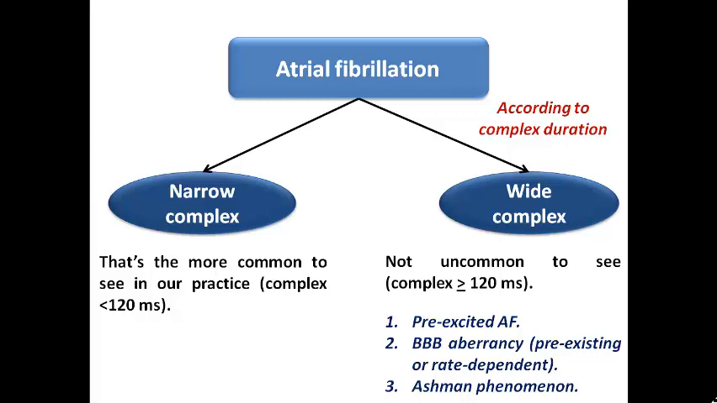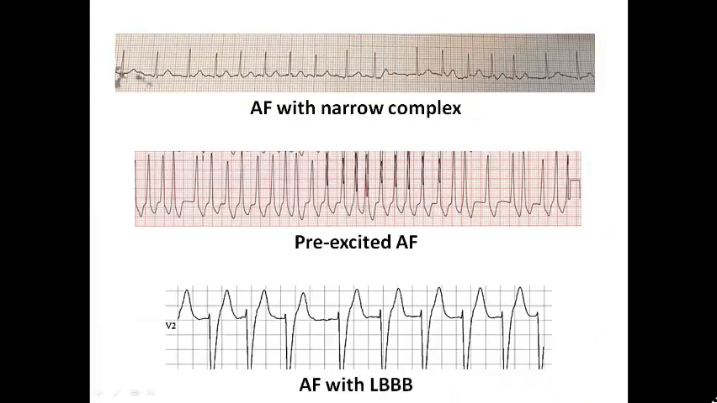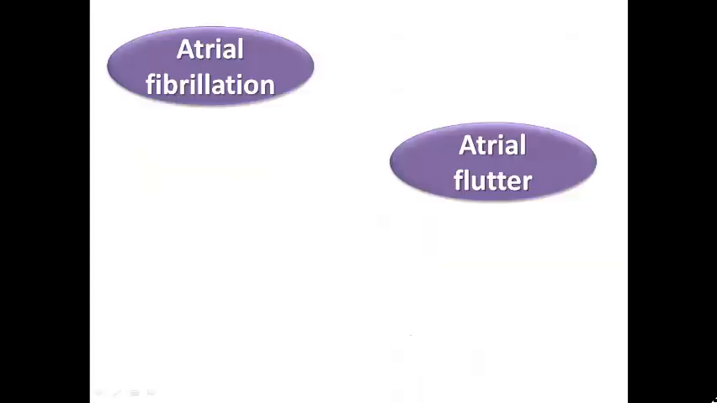Atrial fibrillation, the same as SVT, may show bundle branch block appearance, pre-existing or rate dependent. It may be left bundle or right bundle. And there is another thing that may cause wide complexes, but intermittently, which is called Ashman phenomenon, which would be explained in a separate spin-off lecture. So atrial fibrillation may show narrow complexes in most cases. It can show wide complexes, which could happen in pre-excited AF or in AF with bundle branch block appearance, as in this example, where the patient has AF and also left bundle branch block. So presence of a wide complex should not exclude the diagnosis of atrial fibrillation.